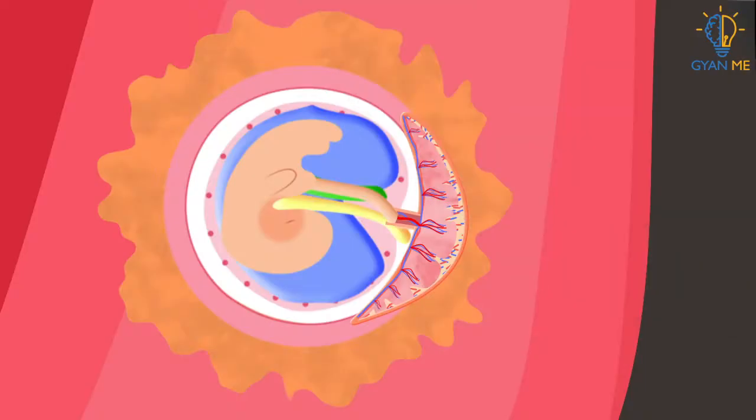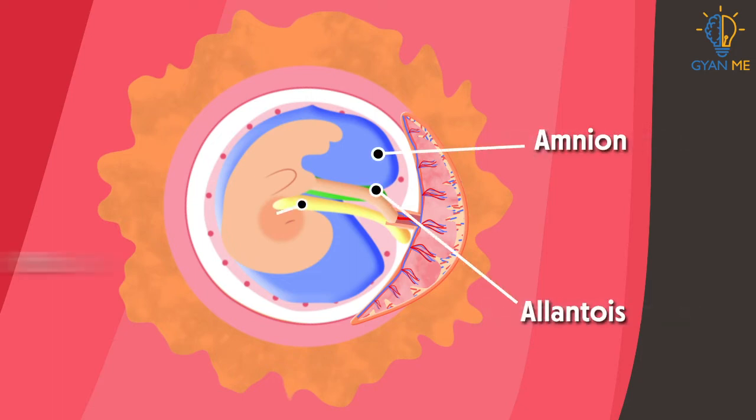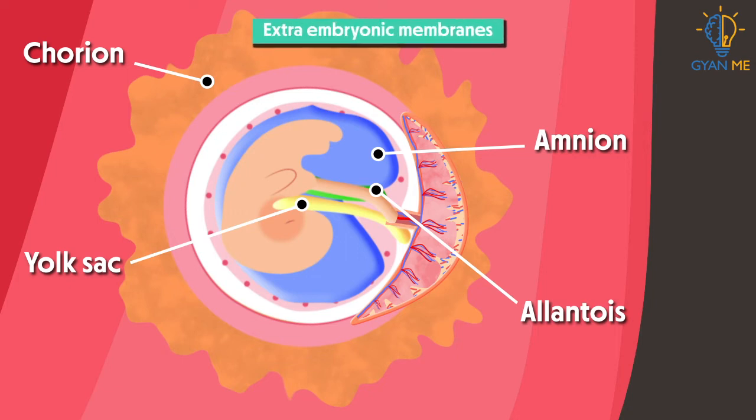As you can observe in the figure, students, the developing embryo is protected by fetal membranes. These are the amnion, allantois, yolk sac and chorion. Remember, students, these membranes are not part of the embryo and so they are called extra-embryonic membranes. Apart from protection, these extra-embryonic membranes provide means to transport nutrients and wastes between mother and fetus.